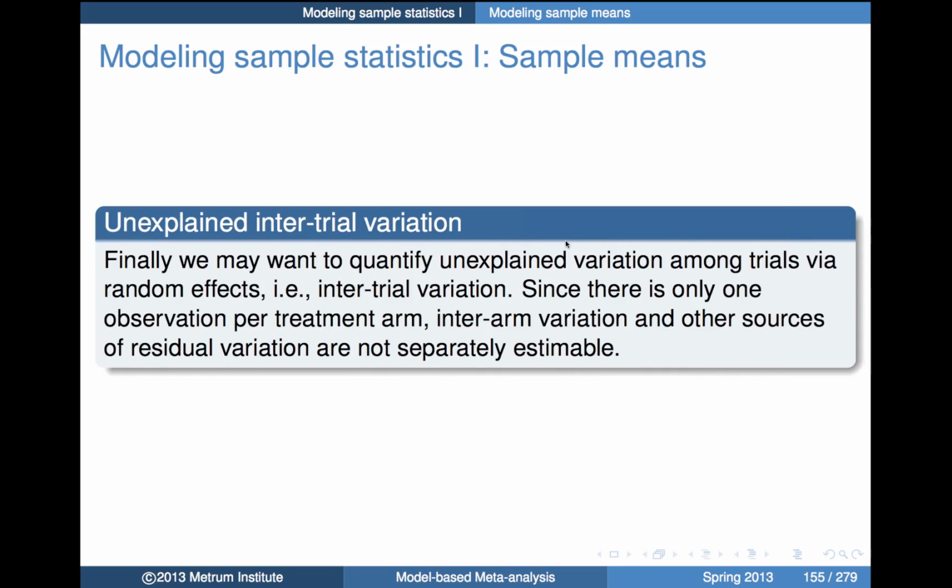And finally, we will want to quantify unexplained variation among trials via random effects, in other words, inter-trial variation. So we're usually talking here about doing random effect models within the context of model-based meta-analysis. And for our initial example here, where we were talking about having only one observation per treatment arm, inter-arm variation and other sorts of residual variation are not separately estimable. So we're generally only going to be working with essentially two levels of variation. We're going to have our residual variation, which really is a combination of both inter-arm and residual, and then separately having an inter-trial variation component as part of the modeling.